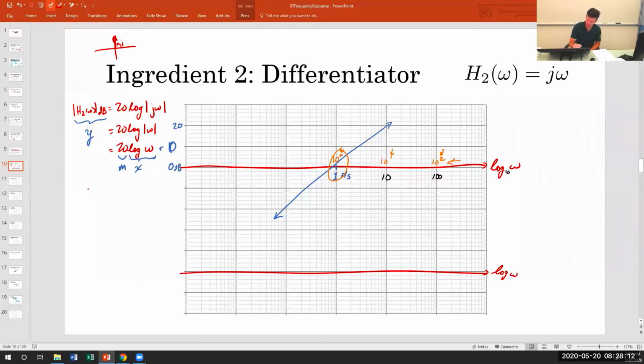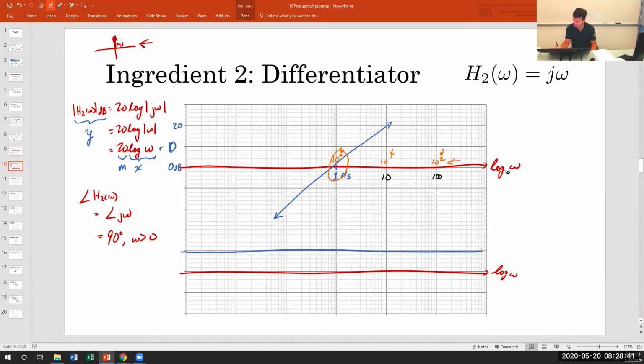If we're talking about phase, the phase of H2 is going to be the phase of j omega, but we've actually already kind of talked about that. This is the phasor that points 90 degrees north for all positive frequencies. This is 90 degrees, provided omega is positive. Okay. And we're only looking at positive omegas, so that's your answer. This is going to be plus 90 degrees over all frequencies.